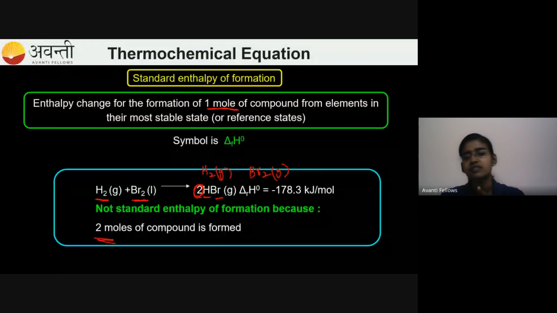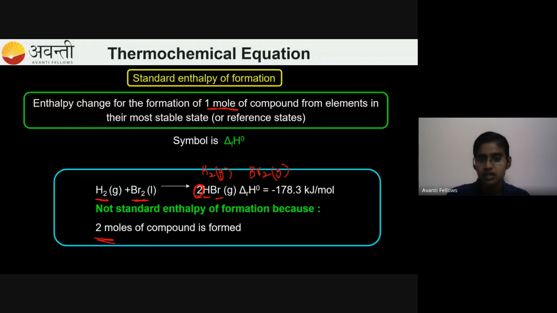2 moles of HBr is being formed here from its constituent element. So that's why delta HF naught cannot be calculated for this reaction. So what does the statement say? Only 1 mole should be formed from its constituent state. If any of this fails, then we cannot write the delta HF naught for the given reaction.